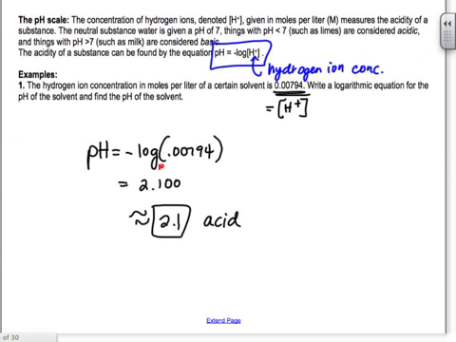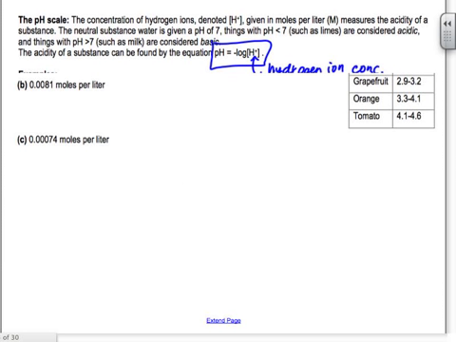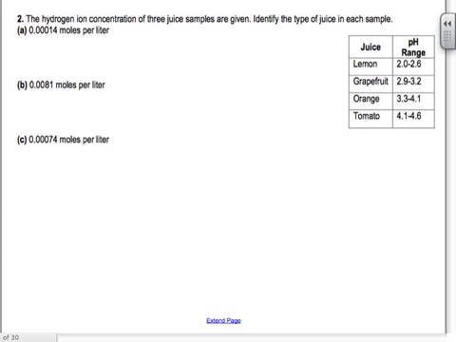Okay, so let's do this one really quick. So do number 2 really quick. You're just plugging into the formula. You can actually do negative log of the number all in one, all on your calculator. So here we have pH equals negative log of 0.00014. When you do that, we'll round to 2 decimal places, so 3.85. So what is that? Orange juice.